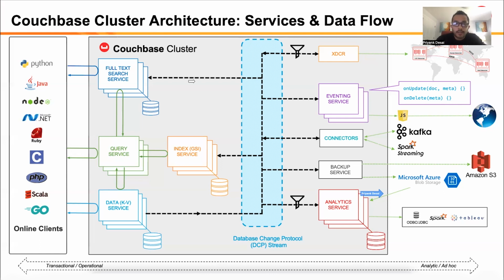And then again, all these black arrows are representing the DCP protocol. So anytime the data gets created, updated or deleted, the same protocol is being used to move the mutation and apply it to the appropriate node running the appropriate services, and so on.